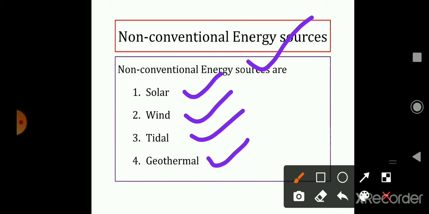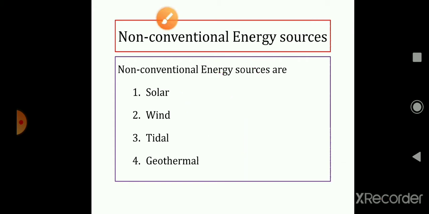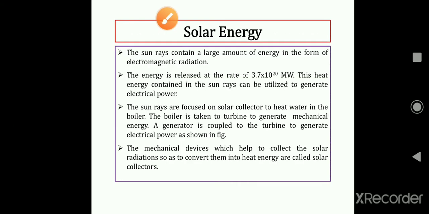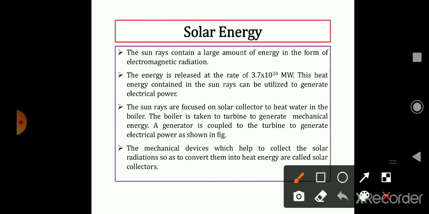So now I am going to explain one by one. Let us see here. Solar energy. First one is solar energy. What do you mean by solar energy? Here the solar energy is obtained from sun rays. It is obtained from sun rays.